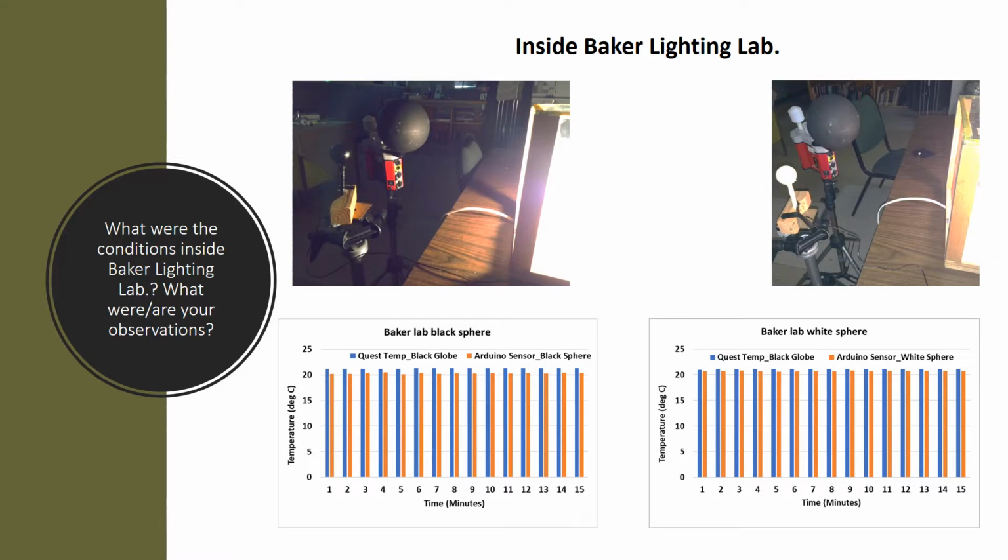I created that environment in the Baker Lighting Lab. The only source of light and heat was a glass box with a 40-watt bulb. Readings were taken at 1 minute interval for 15 minutes. It can be observed from the graphs that compared to the black globe Arduino sensors, the white globe Arduino sensors recorded values closer to the black globe temperature sensor of the QuestTemp heat stress monitor.